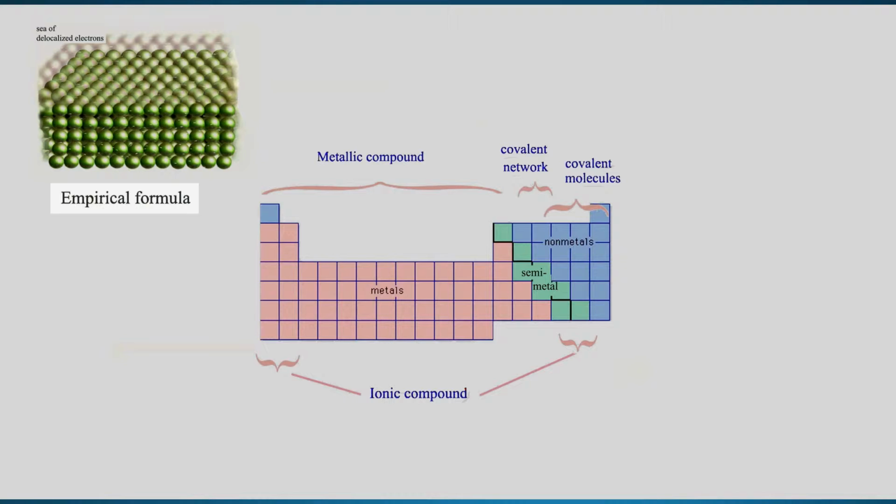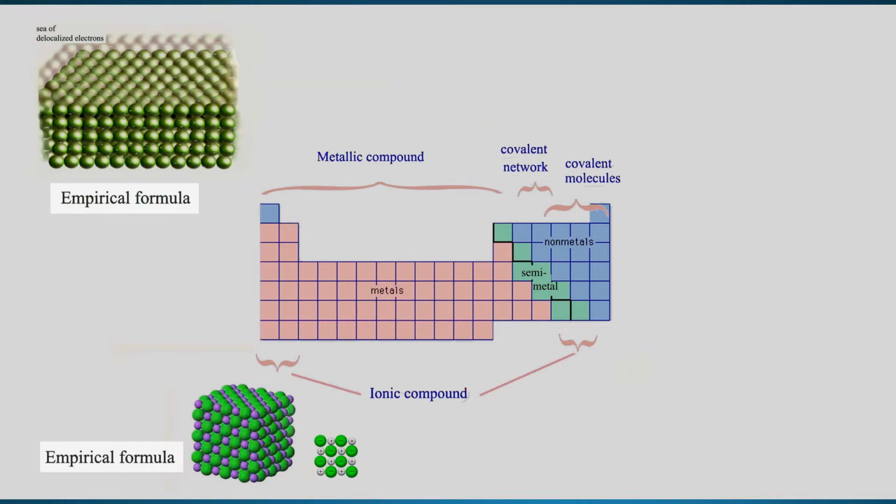Metallic compounds or alloys, they are all written in this empirical formula way. You cannot write in molecular formula. You can't say how many trillion atoms of iron. You can't. So you have to write in the empirical formula, simply by the simplest whole number ratio. Ionic compounds too. You cannot write them in molecular form. You can't say how many trillion positive ions and how many negative ions. You can only represent them in the simplest whole number ratio, again in the empirical formula way.